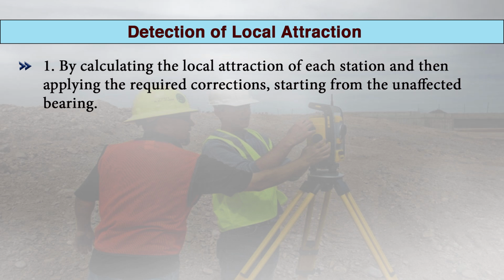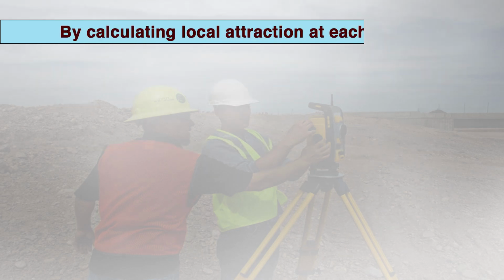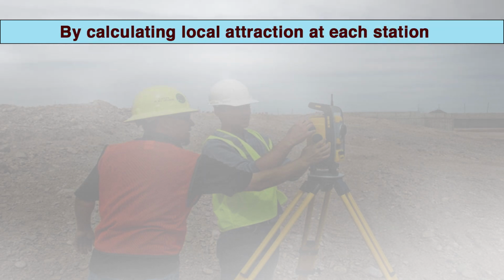The correction to the other stations may be made according to the following methods. First method is by calculating the local attraction at each station and then applying the required corrections starting from the unaffected bearings. Second, by calculating the included angles at the affected stations. So, first we will take up the first method, by calculating local attraction at each station. Local attraction at each station is calculated and the required corrections are applied to the observed bearings. It is most suitable for an open traverse.